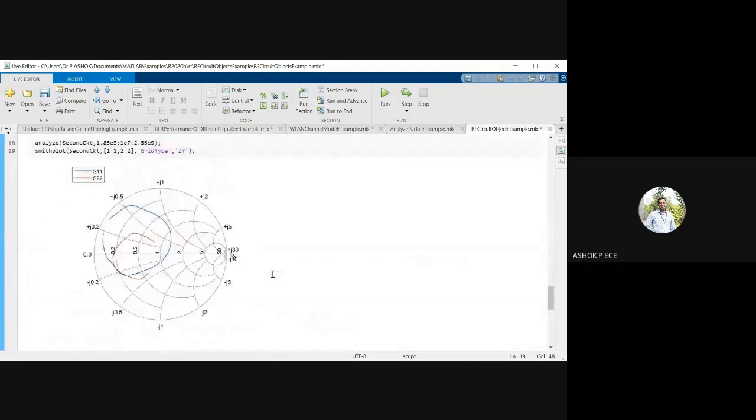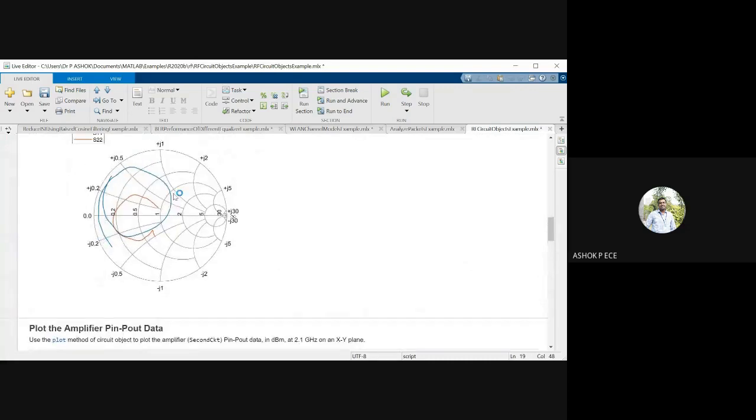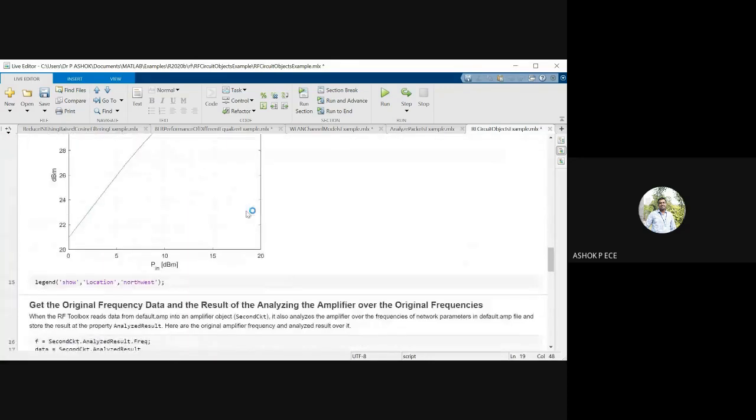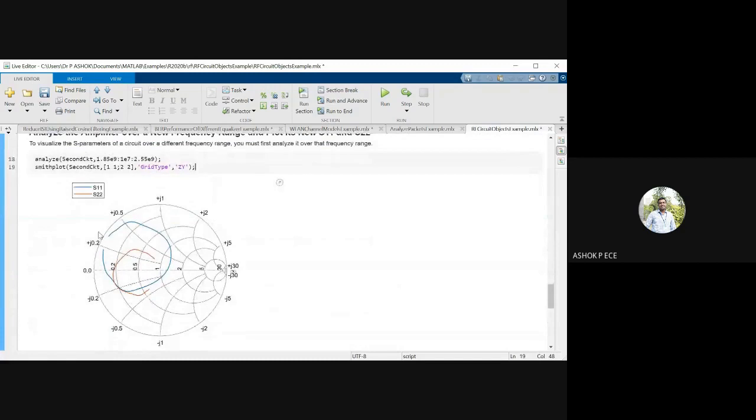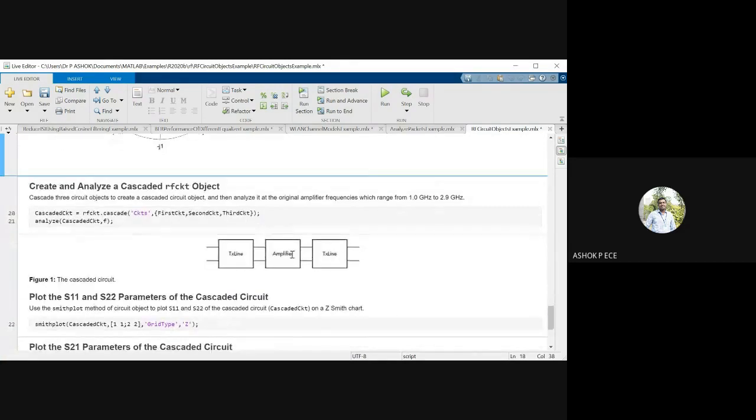There is some variation. There is some change you can see in the blue color graph, S11. I have reduced S11 by properly using the frequency of my amplifier. I have changed it to reduce the value of S11. S11 is going to be my reflection coefficient at the input side.